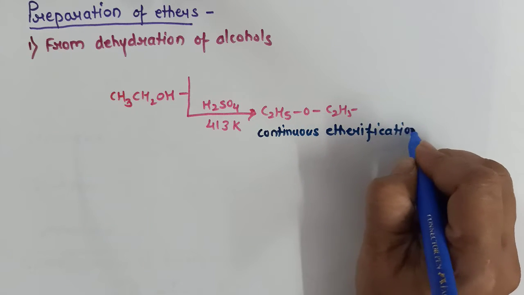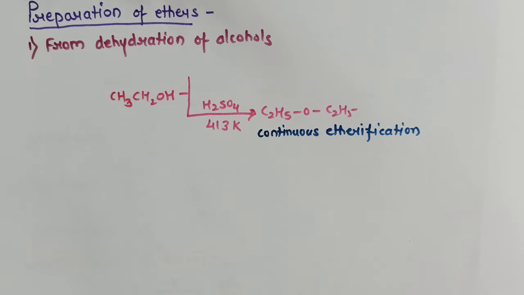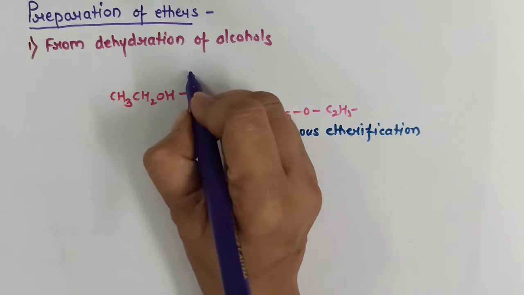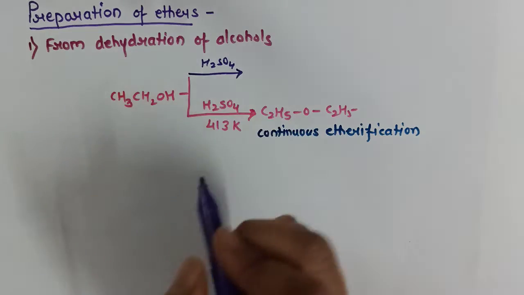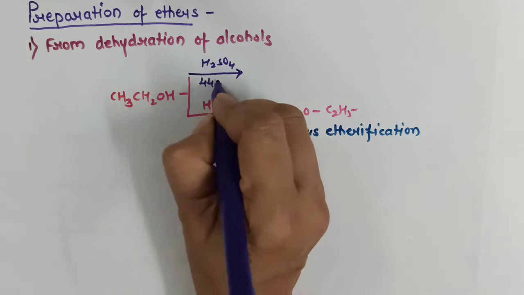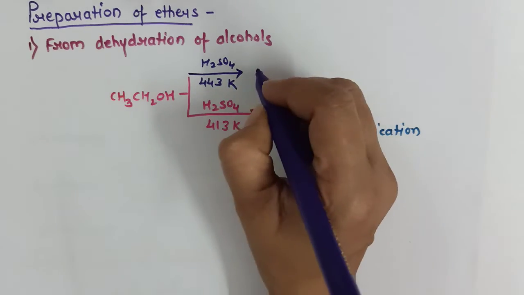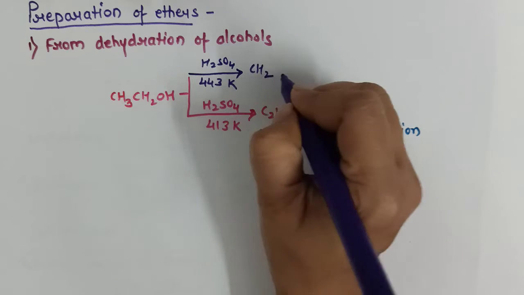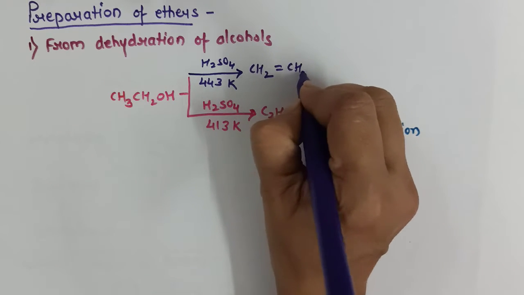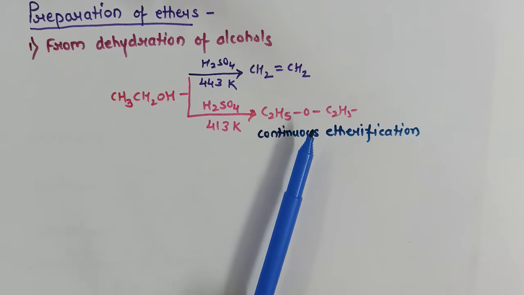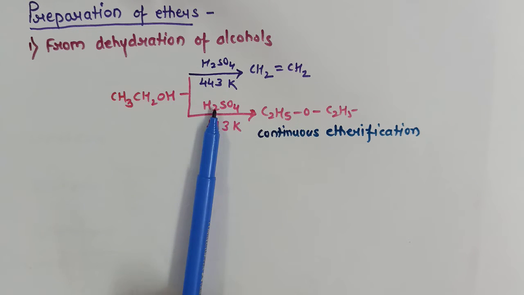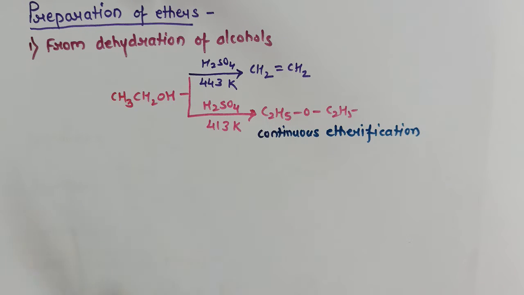But if the same treatment with H2SO4 is carried out at a higher temperature, 443 Kelvin, then we get ethene, the mechanism of which we have already discussed in our last videos. So we are going to discuss now this one, conversion of alcohol to ether by using H2SO4 at 413 Kelvin.